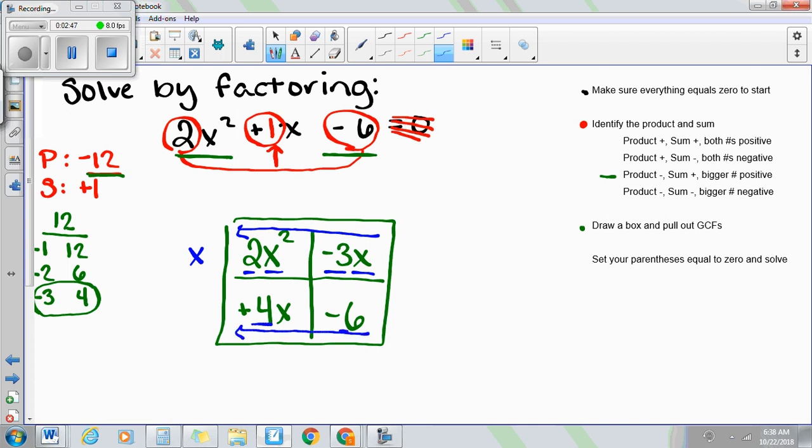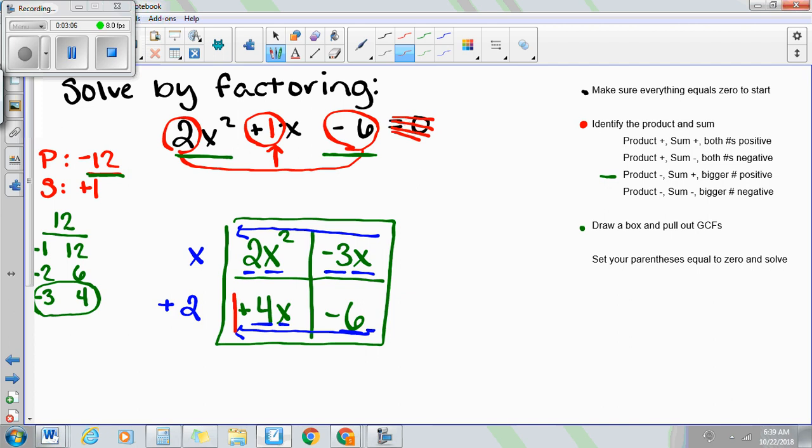The next guy is going to be here. So between positive 4 and 6, what are they both divisible by? Well, they're both divisible by 2. It's going to be a positive because the number closest is positive. You don't have to write the plus sign, but sometimes it helps. They do not both have an x, so I'm not going to pull out an x with that.